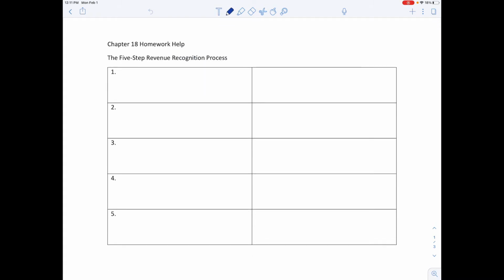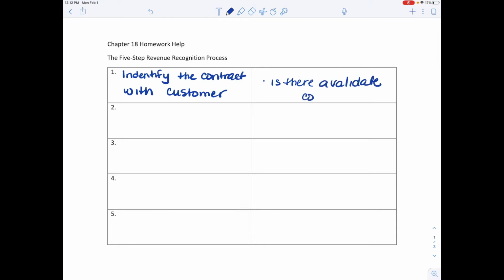The first step is to identify the contracts with the customers. So identify those contracts with your customers. And over here I want you to fill in what does that involve. And we need to determine whether there's a valid contract. Does it have everything needed?